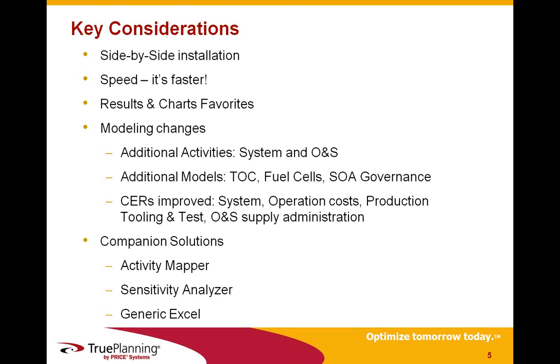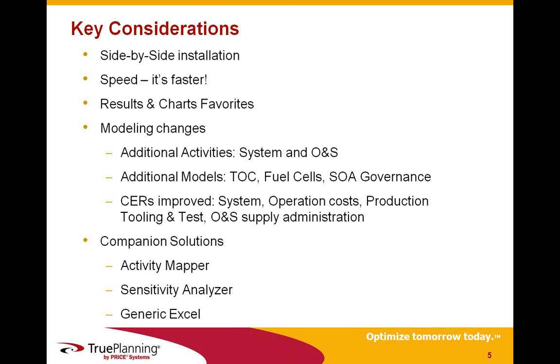Second thing you'll notice is it's faster in just about every aspect. Opening, closing, calculating, bringing up charts and results. It's a lot faster. The user interface for specifying and saving your favorite results and charts has been improved. We've also made a lot of modeling changes that do change answers, but for the better. Additional activities in the system cost object, and operation and support models, additional models for total ownership cost, fuel cells, and SOA governance. CERs have been improved in the system and operation and support costs.